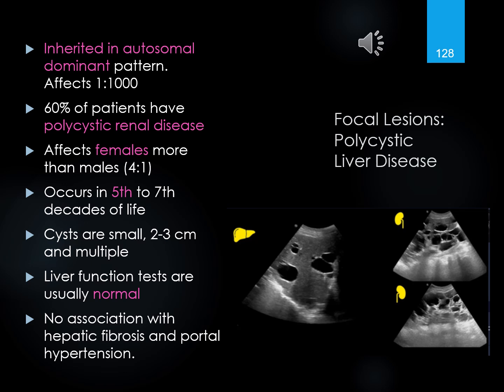It affects females more than males, occurs in the 5th to 7th decades of life. The 5th decade of life refers to someone in their 40s, by the way. Cysts are small, 2 to 3 centimeters, and multiple. Liver function tests are usually normal, and there's no association with hepatic fibrosis and portal hypertension. So even though polycystic liver disease might look like there's not a whole lot of functional parenchyma left, it's all working just fine.